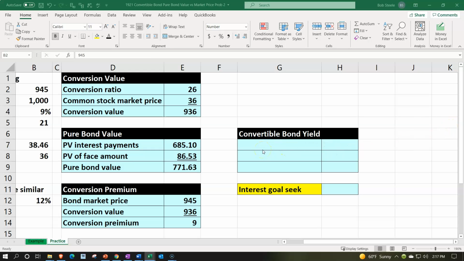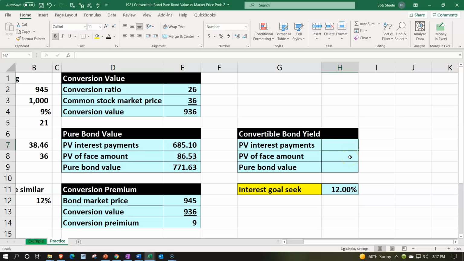So I'm just going to do the same calculation here. I'm going to pick up the same values and then change it just based on the rate down here. We'll start off with 12%, the same rate, and then adjust this 12% to whatever rate it needs to be to get to that 945 at the end result, instead of the 771.63. So let's go ahead and do that.